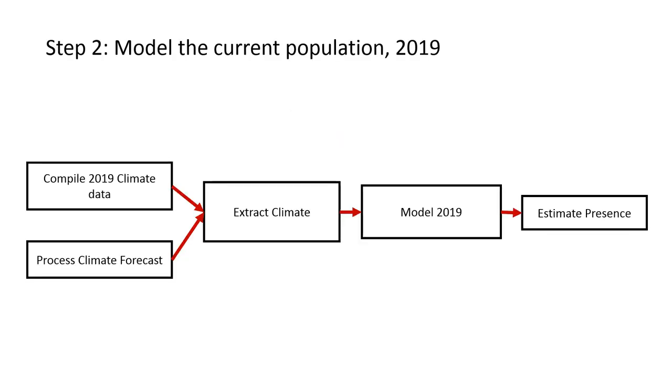The second step in our process is to model the current population of Aedes albopictus and Aedes aegypti in all of the counties. So what we do is we'll compile the 2019 climate data from the PRISM dataset, and then we'll use the NOAA forecast to look into the next month. We'll extract that data to each county, and then we will run a model for 2019, picking up where the historical model left off. And then using the result of that model, we can estimate presence using that detection curve I just showed you.